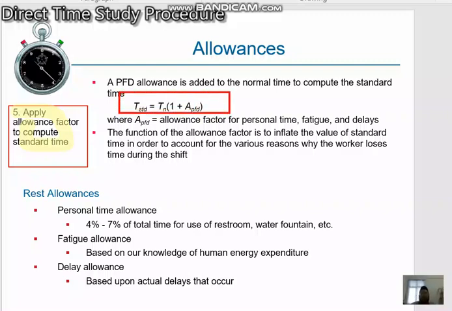Where APFD stands for allowance factor for personal time, fatigue, and delays. This is often expressed as a percentage but used as a decimal fraction in our equation. Okay. So the function of the allowance factor is to inflate the value of the standard time relative to the normal time in order to account for the reasons why the operator loses time during the work shift. The allowance factor represents an average for the type of work, equipment, and condition under which the operator works. So using the allowance, we are able to get the standard time of the task.